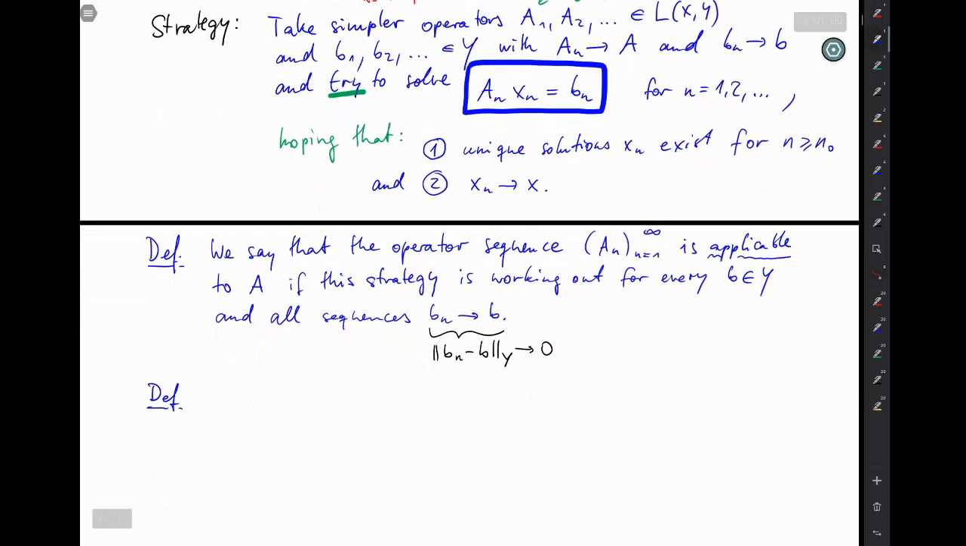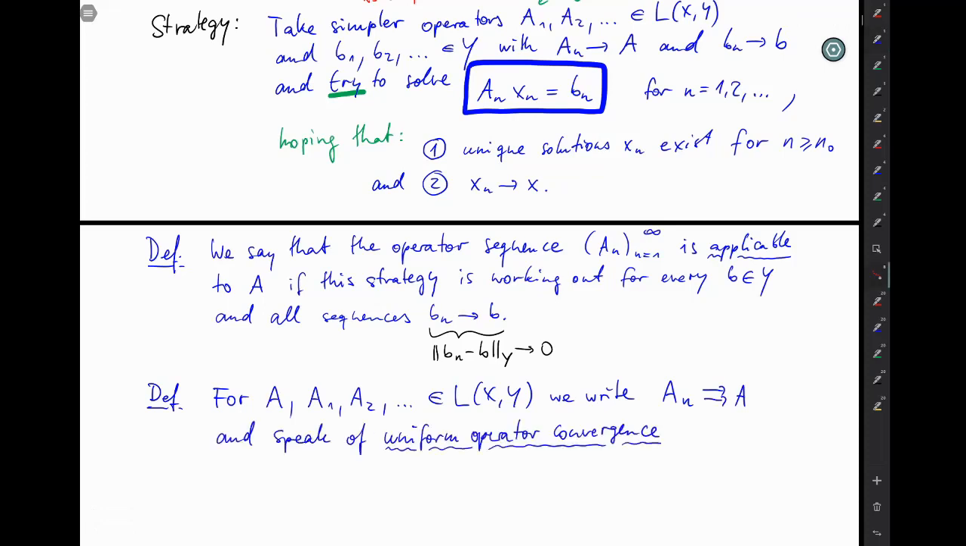For an operator A and the sequence A1, A2, and so on, let us write An converges to A, and let's put a double arrow here and speak of uniform operator convergence, if our sequence An converges to the limit A in the norm of the space L(X,Y), that is just the operator norm.